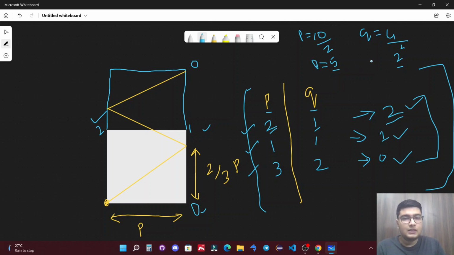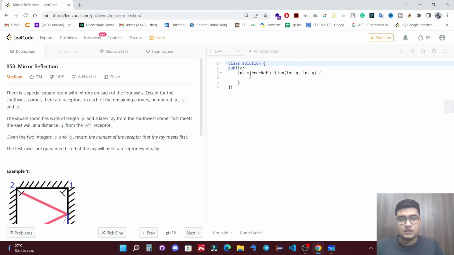Now if we compare this value with our possible combinations, what can we say is p is odd, and this is even. So what is the combination here of odd and even? We can clearly see this is odd and this is even, so we will get 0 in this case. Only this thing we need to do in this question. So let's quickly code it up. I hope the approach is clear to you.